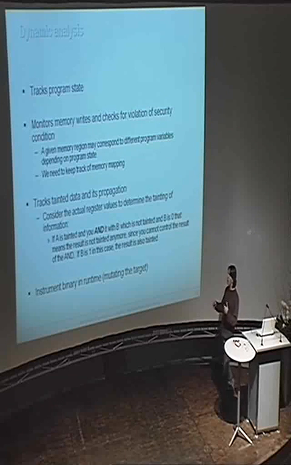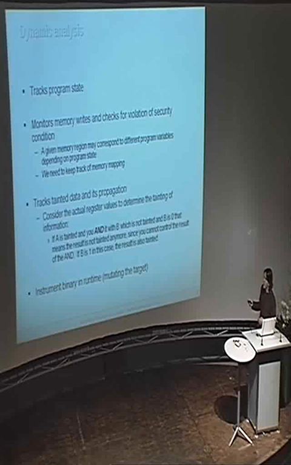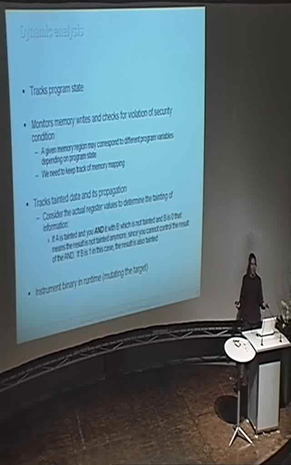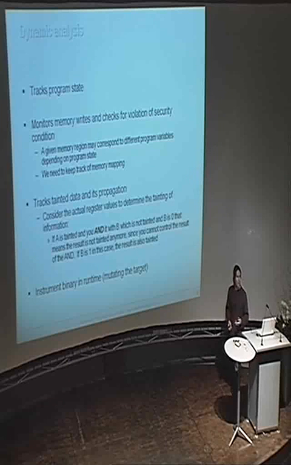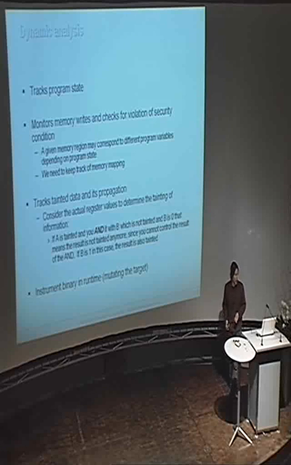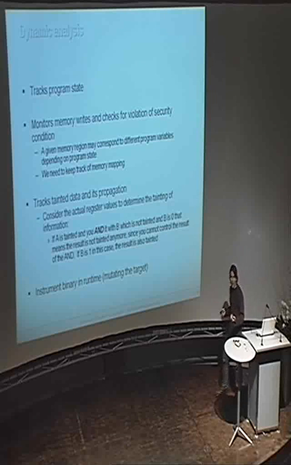Basically, I'm going to explain how it's working nowadays. So this dynamic analysis needs to keep track of the program state. That's kind of obvious. I need to know what is where, which kind of data is where. If some data that I control is in memory, I need to know that I control this area of memory, so I need to mark it. So I need to monitor memory writes and check for violations.